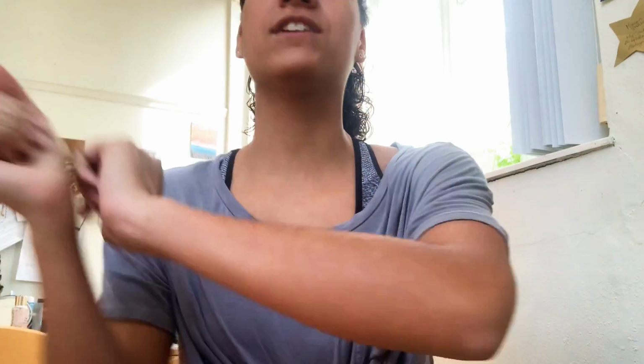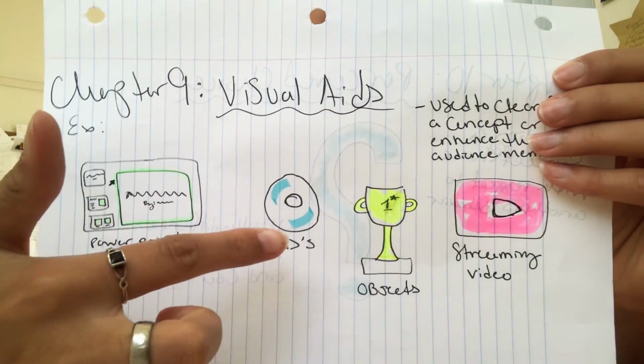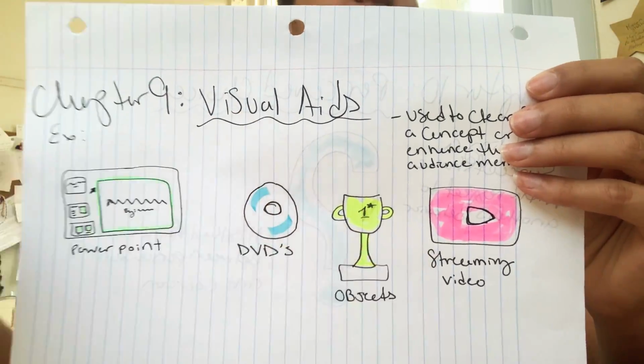Chapter 9 are the different types of visual aids. Visual aids are used to clarify a concept or enhance the meaning to the audience members. Some examples of visual aids are PowerPoints, DVDs, objects, and streaming of video.